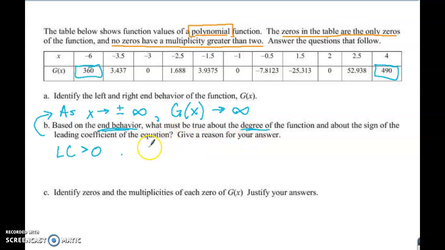But just to give you a different reason is, both ends rise, which is your indicator that it is, first of all, a positive leading coefficient, and so this implies, this is my symbol for implies, if both ends rise, that means that we have the same end behavior, which means that we have an even degree function. That's the other part of the problem.